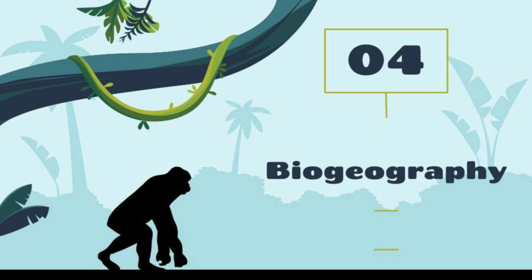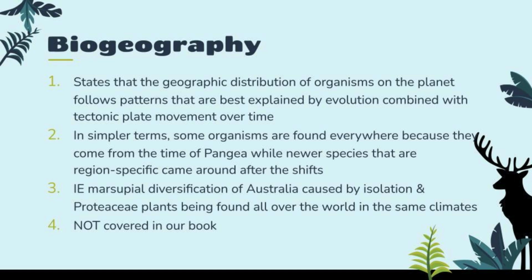Number 4 on our list is biogeography. Biogeography is the idea that the geographic distribution of organisms on the planet follows patterns that are best explained by evolution combined with tectonic plate movement over time. Essentially, the simplest way of explaining why we have the same species across the Earth is that at one time they all started from the same place, and then as the continents moved, they split as well.